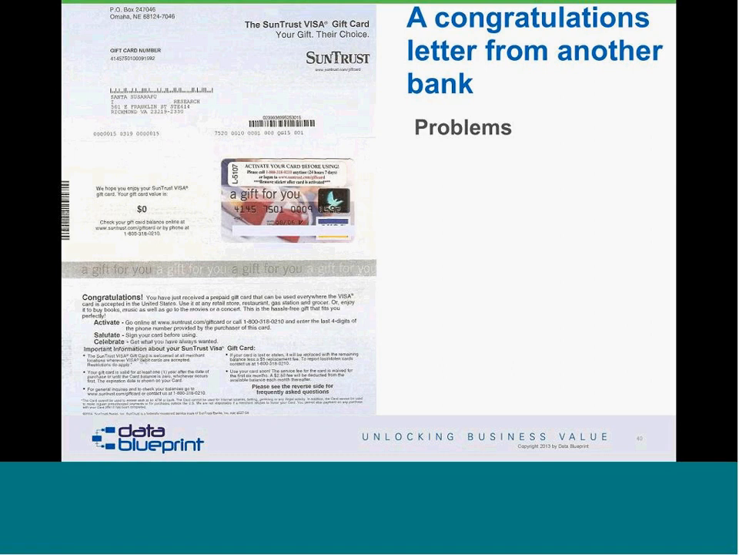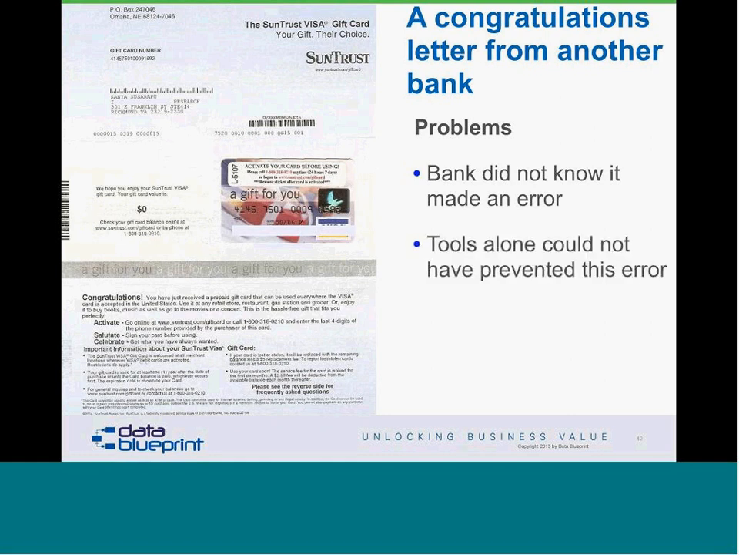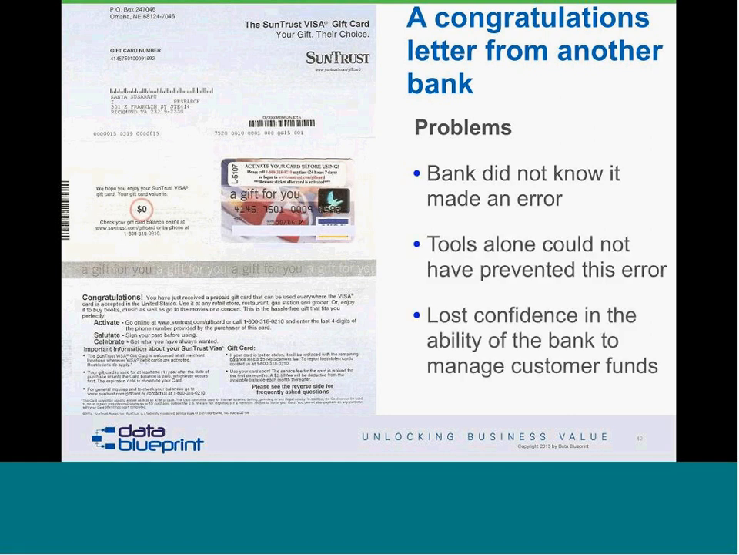And we said, why? I thought it was just a representation problem, and there was $1 billion on the card, and it just was an overflow problem. You can see what happened here. The bank didn't know they had made an error. Again, a limit checking tool would have been very, very useful under these circumstances, but tools alone would not have prevented the problem. And more importantly, any other customer besides Data Blueprint might have lost confidence in the bank's ability to manage those particular funds.